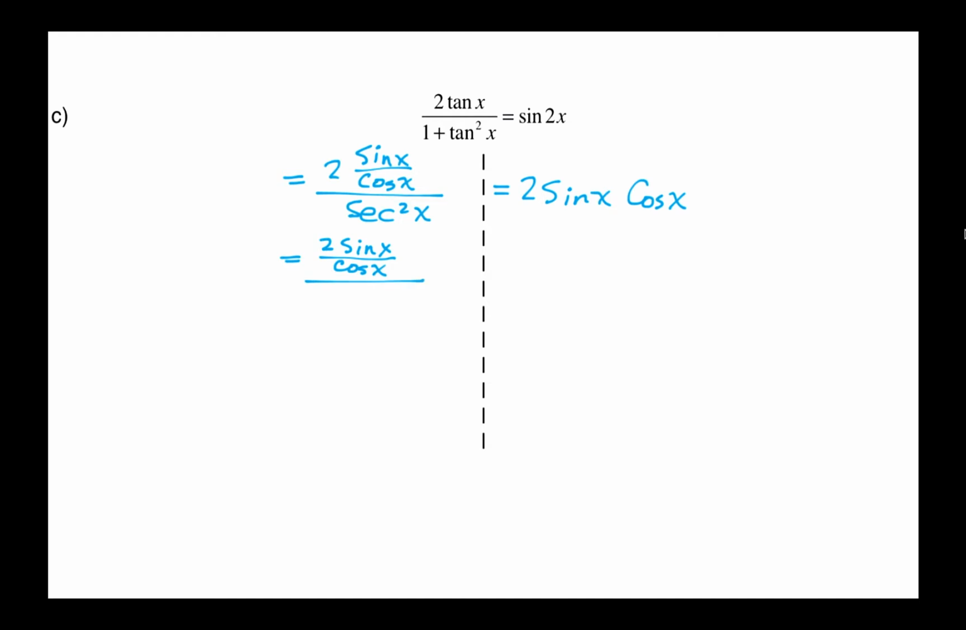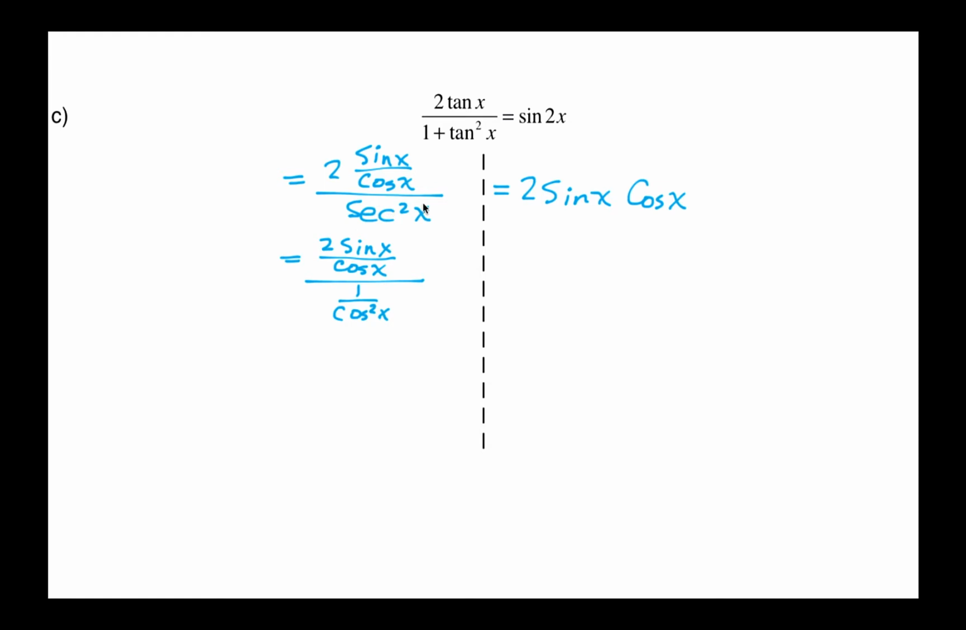And just some more manipulation I can do. I can replace the secant squared x with 1 over cosine squared x, because my goal is really to change this side so it's all in terms of sines and cosines. And you can see certainly that's all I've got on the right-hand side is just sines and cosines. So I've already replaced the tangent with sine over cosine. The tangent squared x, when I add 1, I get secant squared x. That's good. That's a single term instead of 2.